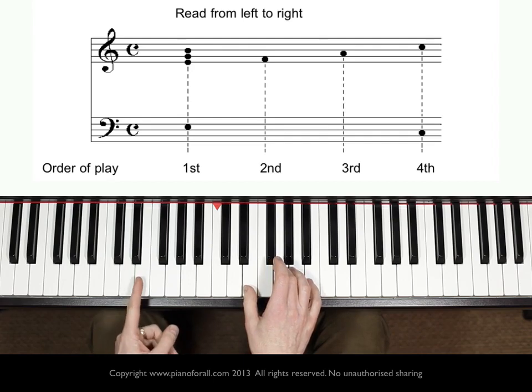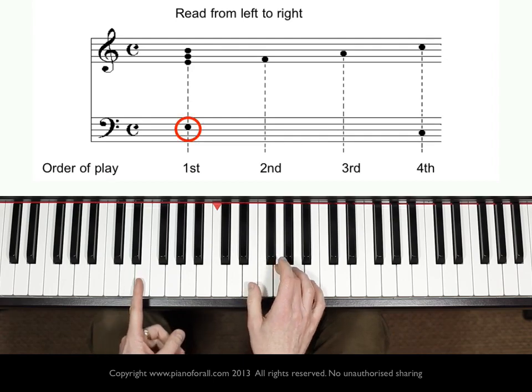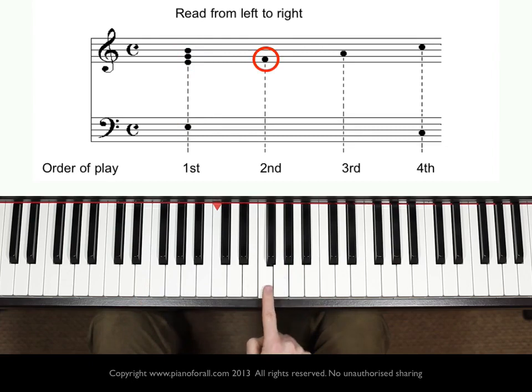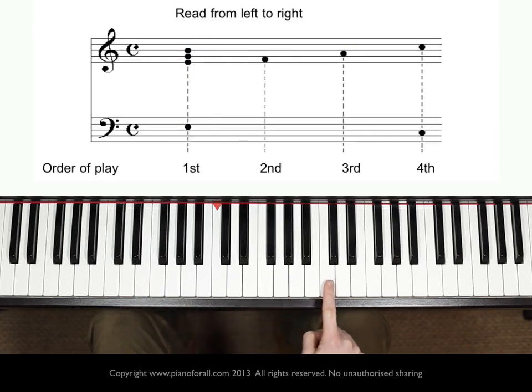So the left hand is playing an E note, the right hand is playing an E, G and a B note together. So that all has to be played at the one time. Then you read from left to right, so you go to the next one. So in the right hand that's that note, and then that note, and then the right hand's going to play that note, and the left hand's going to play that note. So you have to play those together. Let's look at it again.